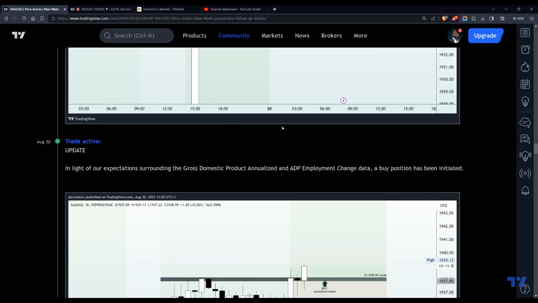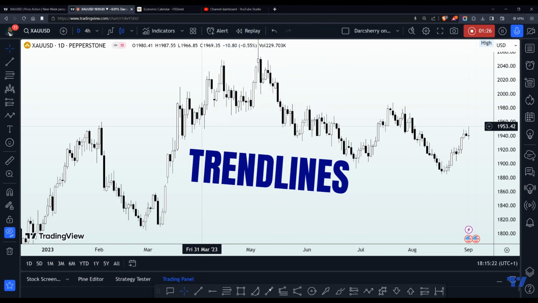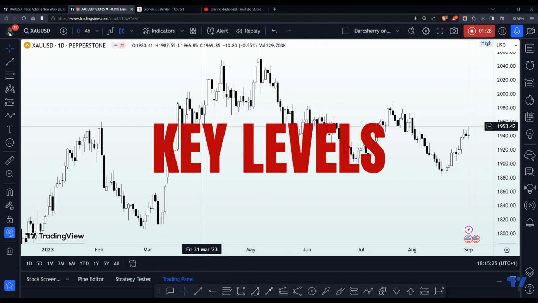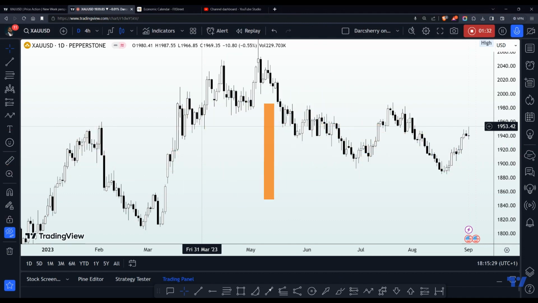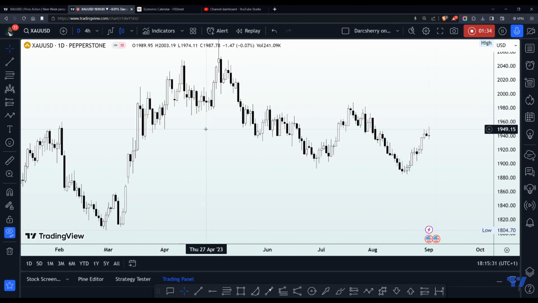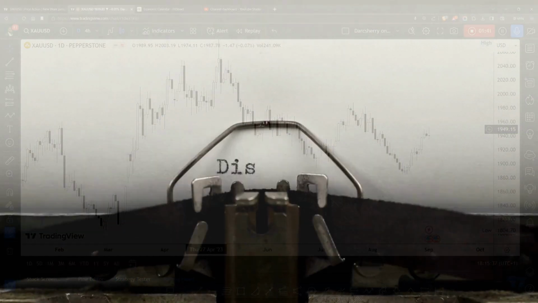So, in preparation for the new week, I have conducted a comprehensive analysis of the current market structure utilizing simple parameters such as trend lines, key levels, and chart patterns to gain valuable insight into the historical price movement of the gold commodity market. But before we begin, please remember that this is for educational purposes.